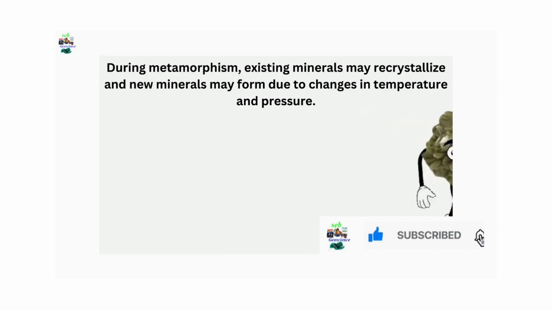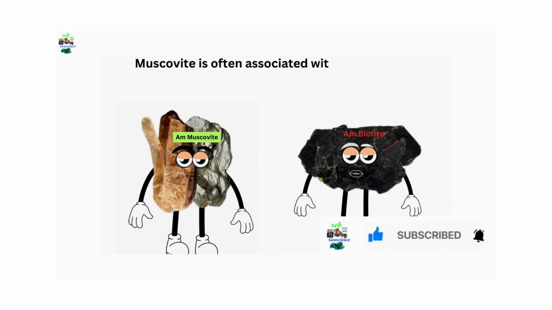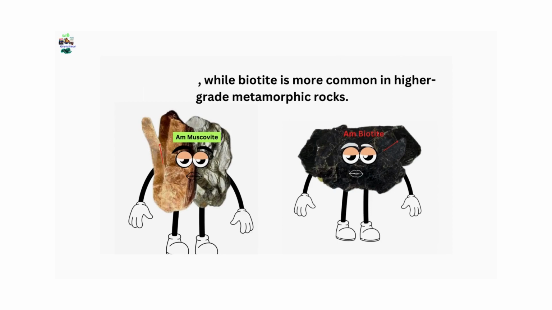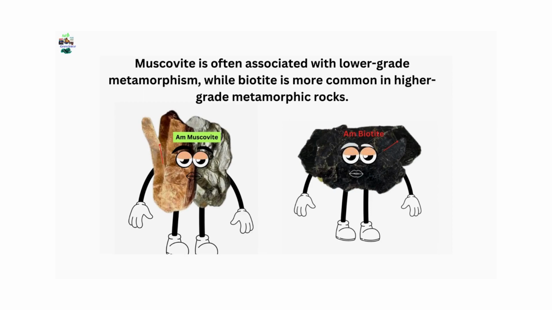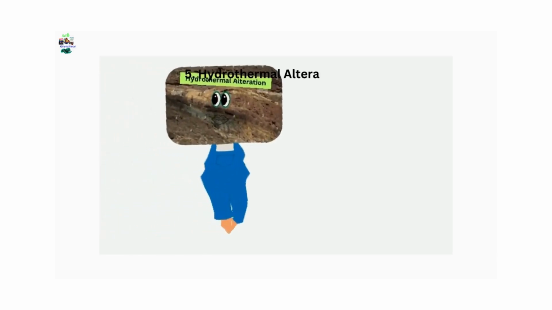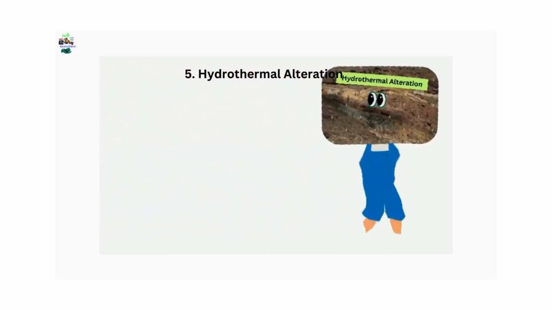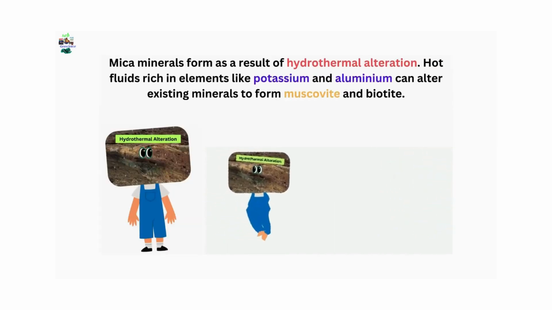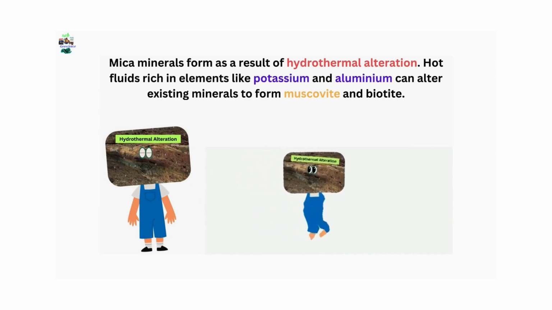Muscovite is associated with lower grade metamorphism, while biotite is more common in high grade metamorphism. Okay? Muscovite in low grade metamorphism, whereas biotite is in high grade metamorphism. Their occurrence, okay? Fifth, the fifth paragenesis of mica minerals is hydrothermal alteration. Mica minerals can also form as a result of hydrothermal alteration.